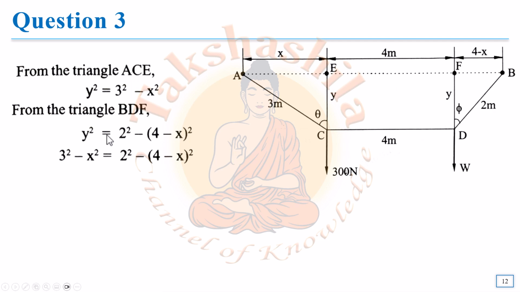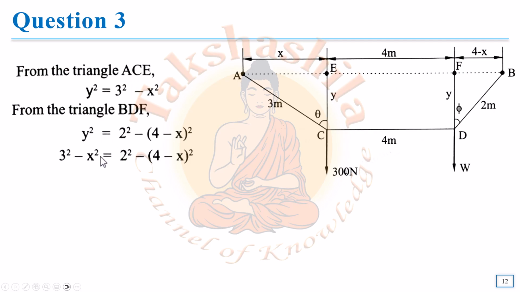But if you see both these equations, on the left hand side you have y square itself. So the right hand side should be equal. So we can equate the right hand side of the first equation to the right hand side of the second equation. So it will be 3 square minus x square equal to 2 square minus (4 minus x) the whole square. That is what is written here.